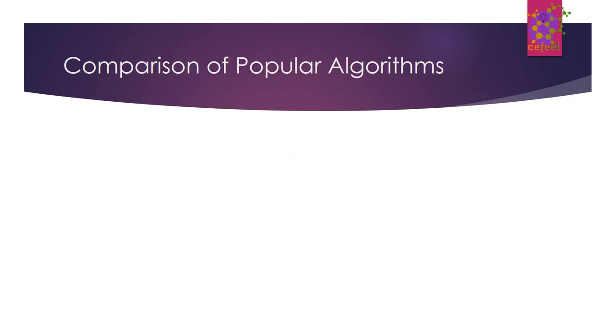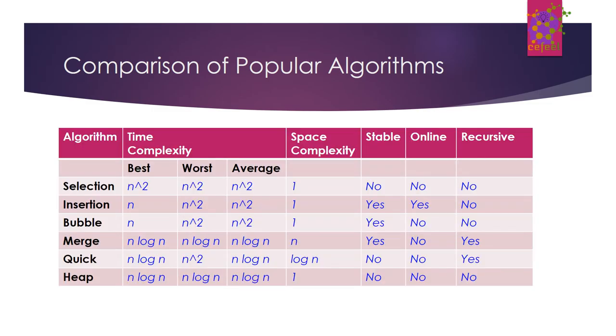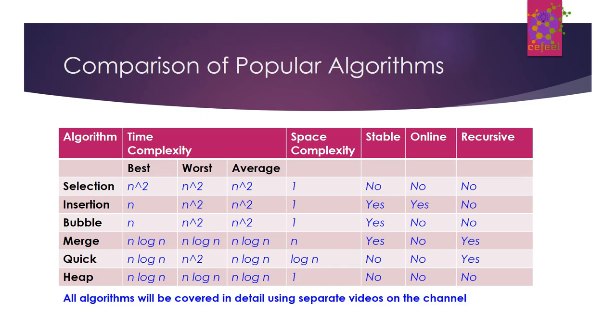So let's now move on and do a comparison of the most popular algorithms that we have. Now notice if the names of the algorithms are confusing, don't worry, we will make sure to cover each of them, each of the algorithms will be covered in detail in a separate video, in fact with a detailed example. So let's look into this table and try to understand what this table tries to say.